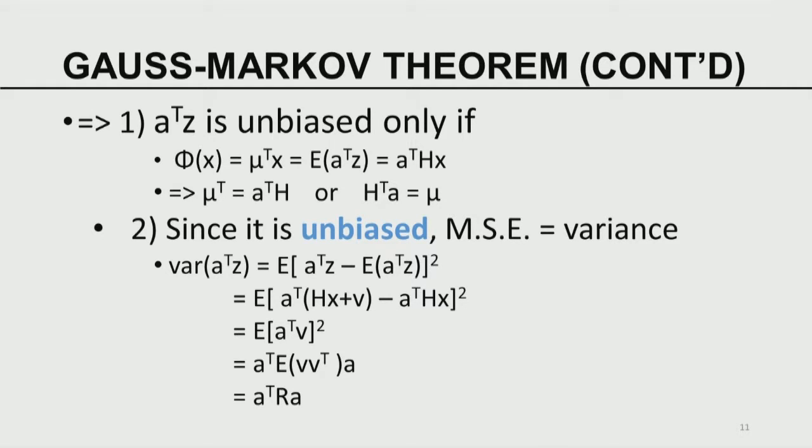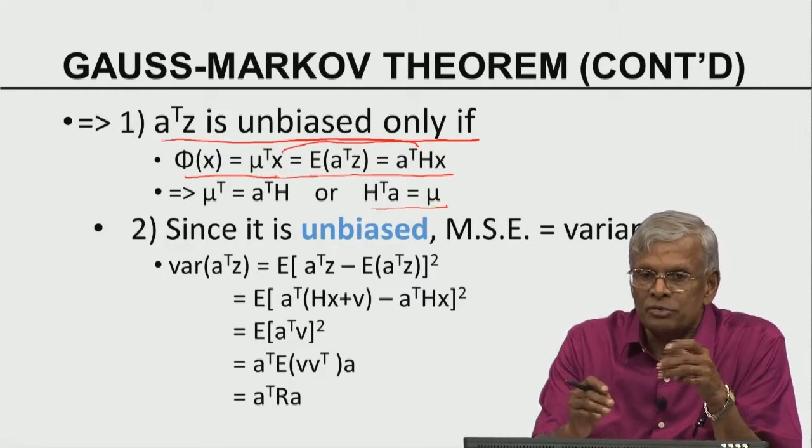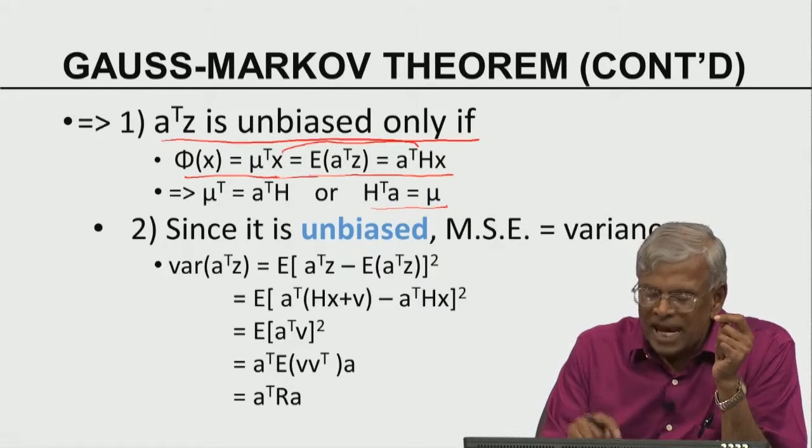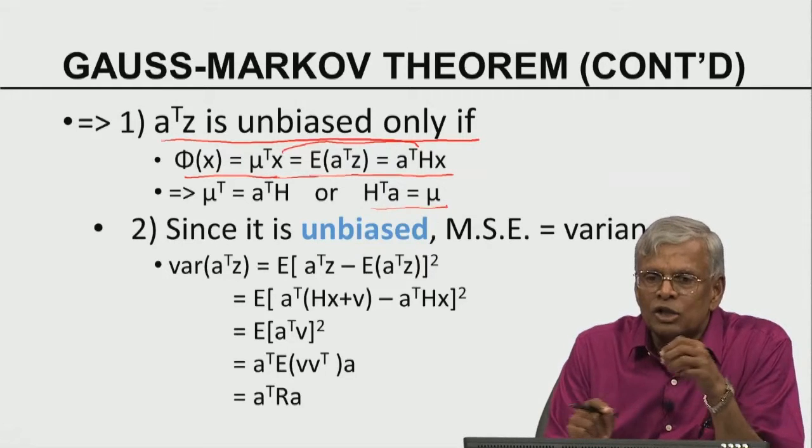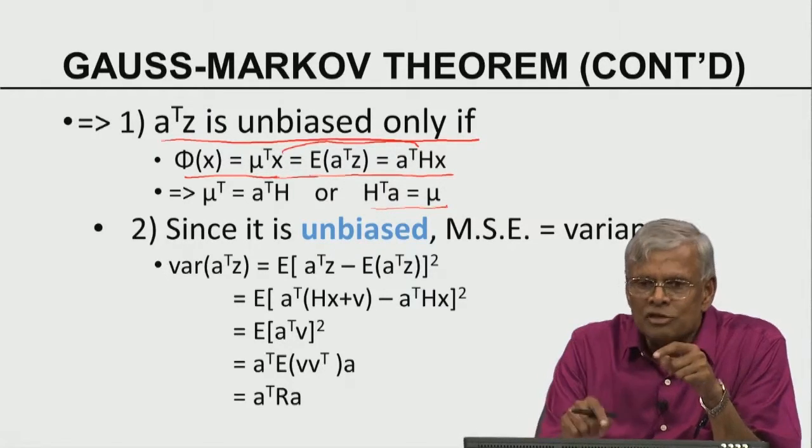Now, A transpose z is an unbiased estimate only if phi of x, which is mu transpose x, is equal to the expected value of A transpose z, which is equal to A transpose Hx. Please remember, for an unbiased estimate, it must be equal to the value I am seeking. Therefore, relating these two quantities tells you that mu transpose must be equal to A transpose H, or H transpose A must be equal to mu. So that provides the relation between the A vector that I use in the estimator and the mu vector I use in the definition of the functional to be estimated. So A and mu cannot be two distinct vectors; they must be related through H. H is the matrix that relates the state to the observation. I hope that is clear.